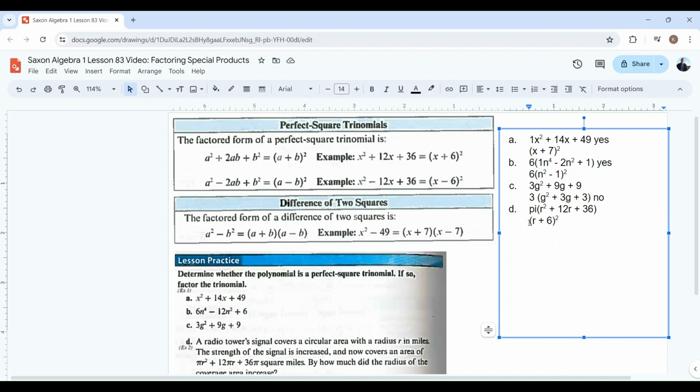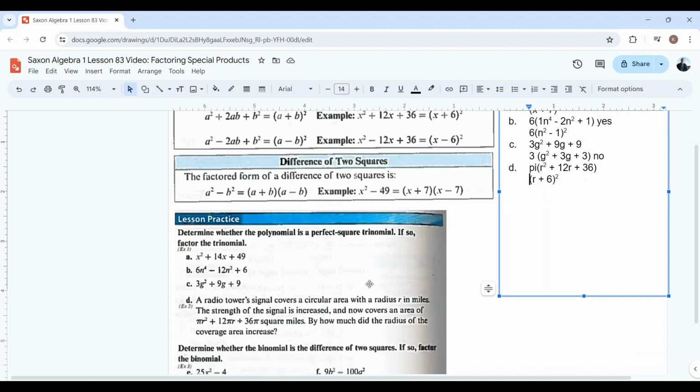Pi times r plus 6 squared. Now, I didn't put a pi in front, but I am just going to emphasize this. R plus 6 squared means something important. So wait a second. Before, our coverage radius was pi r squared. Now it's pi times r plus 6 squared. How much did the radius increase? Just the radius. Well, before it was r, now it's r plus 6. So we would say that the radius increased by 6 miles, okay?